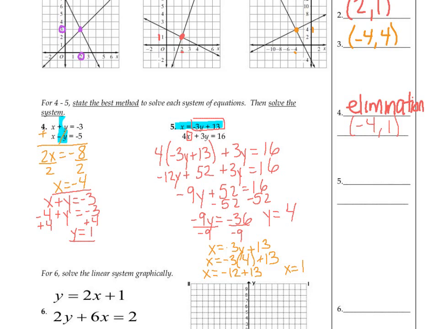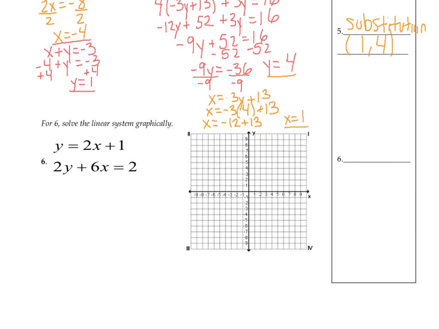So now we have our x and our y values, so we can write that as an ordered pair. So we have 1, 4. And we said at the beginning that we were going to use substitution, so I'm going to write that in the blank as well. So we have substitution. And that was because we had one equation already solved for x. So we use substitution when the equation looks like that. So now we can move down to number 6.